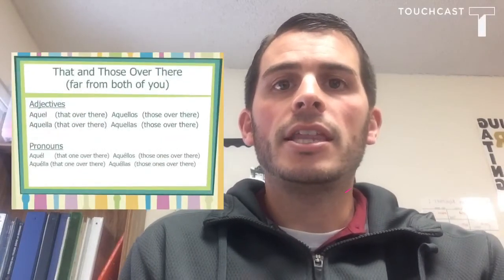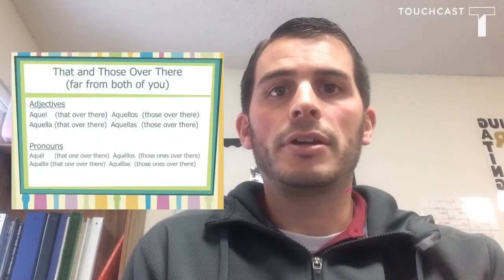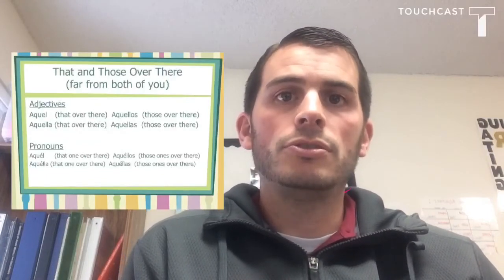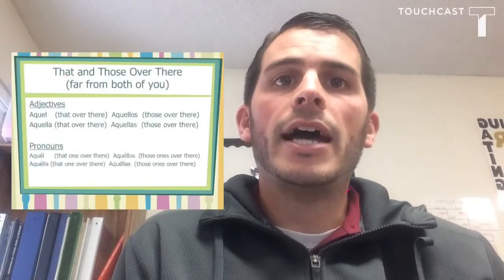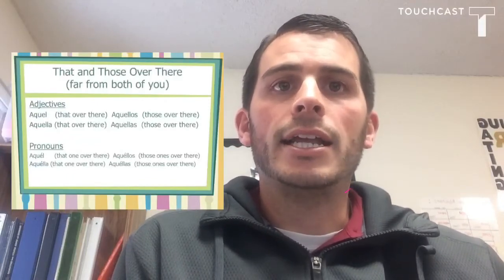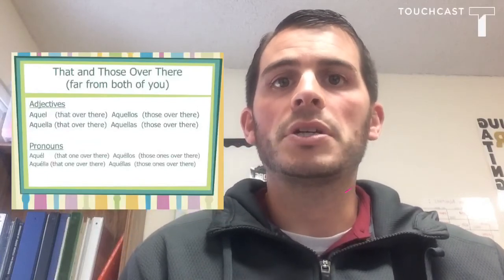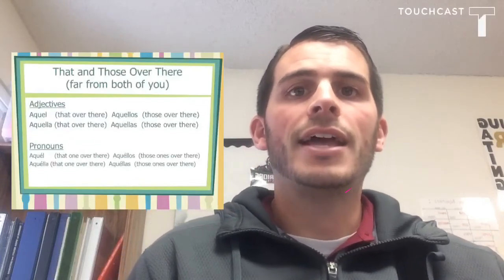And then finally, things that are very far away from both of the people that are talking, or the furthest away. In order, so something that is close to, far from, and then very far away, I could use the following: aquel, aquella, aquellos, or aquellas. Again, there are 4 forms because they all must agree in gender and in number.